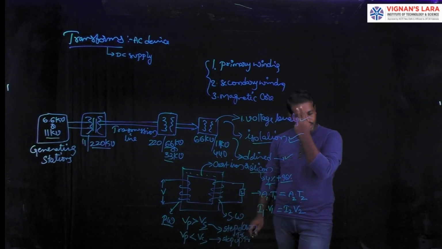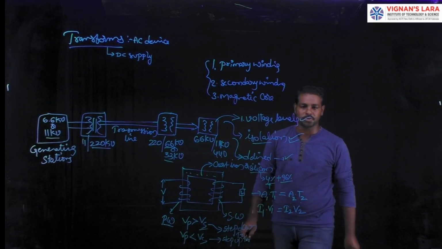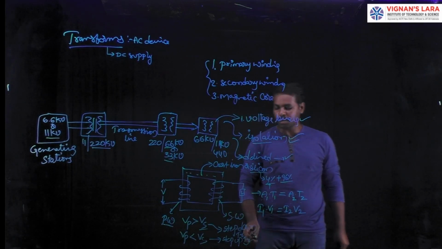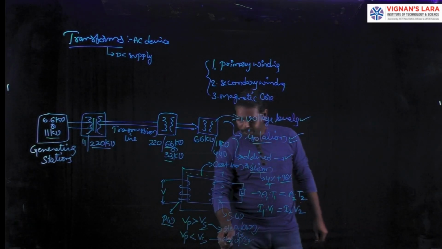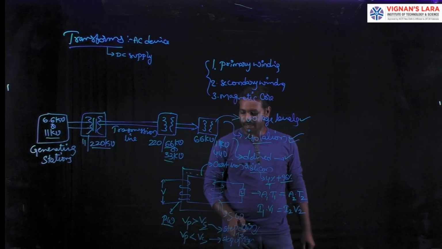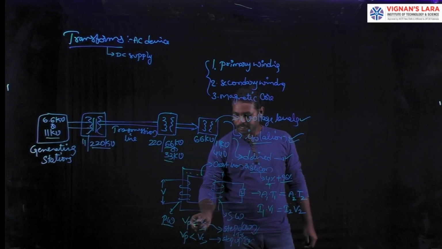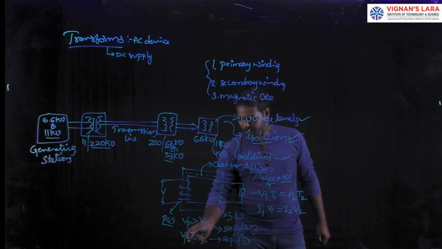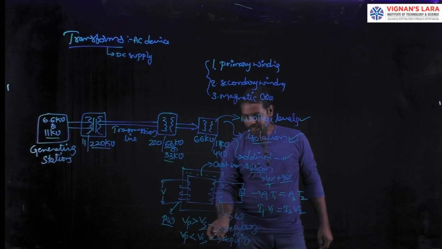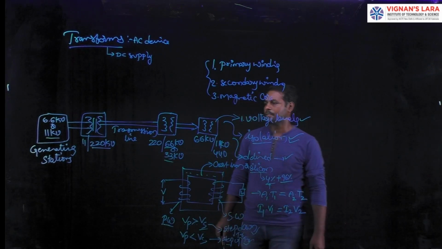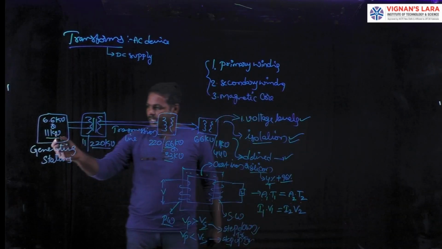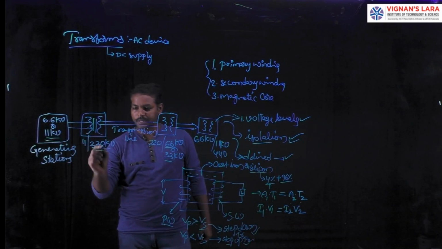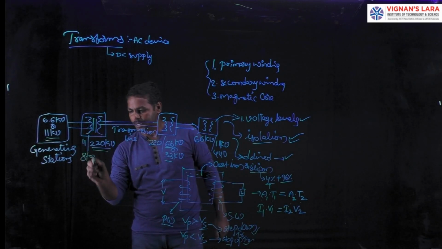So based on the voltage levels, transformers are broadly classified into two types: the step up transformer and the step down transformer, defined by the voltage ratings of primary and secondary. Primary voltage greater than secondary voltage is a step down transformer; primary voltage less than secondary voltage is a step up transformer. Generating stations generate 11 kV supply, which is stepped up to 220 kV with the help of a step up transformer.